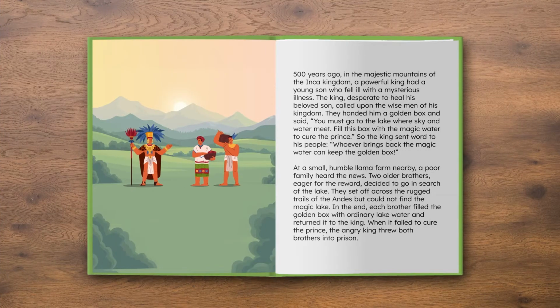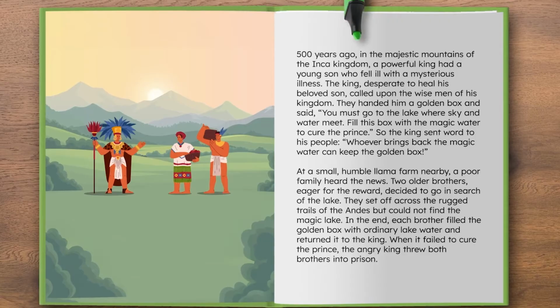Okay, now back to the real story. Let's think about where the story takes place. The words majestic mountains and small humble llama farm help us visualize the setting. Other details like mysterious illness and magic water to cure the prince are things that go beyond ordinary experiences, adding a touch of the supernatural to the story's setting. In this story, the characters truly believe in the lake's healing power, which sets the brothers' adventure in motion.